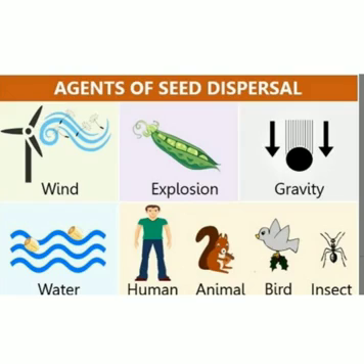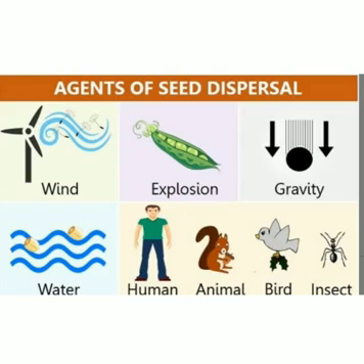Next type, seed dispersal by water. The seeds are dispersed by water. Coconuts are the well-known examples for seed dispersal by water. Coconuts are well known for their ability to float on water to reach land where they can germinate.